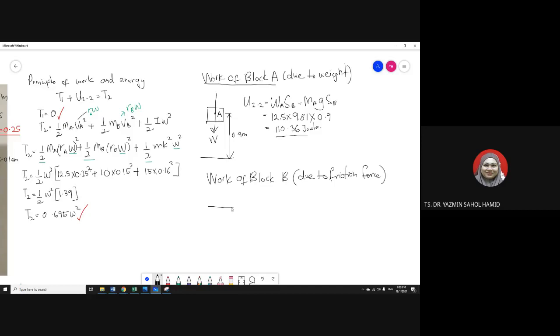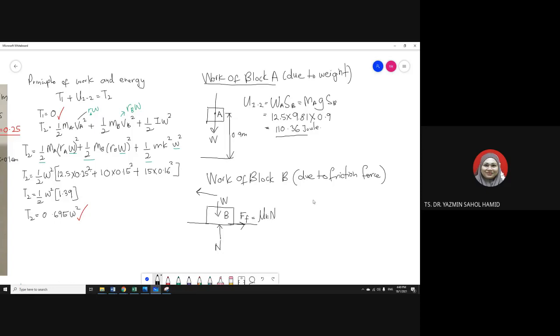Okay, because if this is block B, now, so block B is moving that side, right? Okay, so the friction will be in the opposite direction. So this is the friction force, and there will be a normal force, and then a weight. This is block B. So the friction force is mu k N.